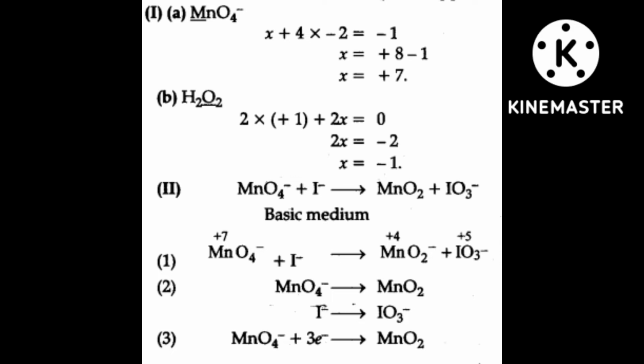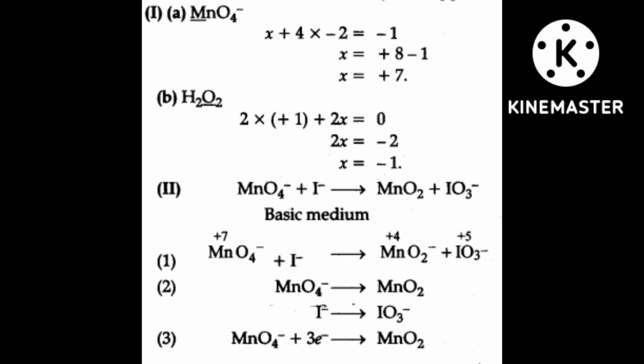Now I am going to discuss next properties, that is, anomalous properties. Anomalous properties of second period. What are those?